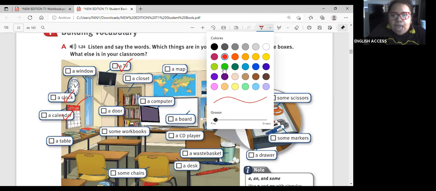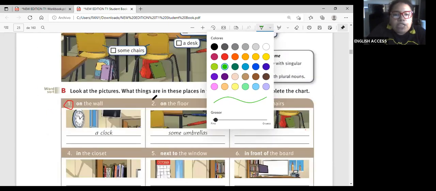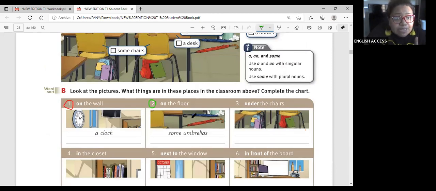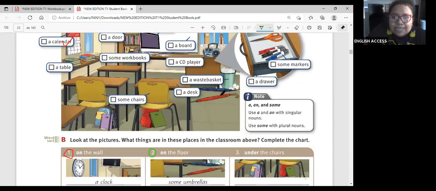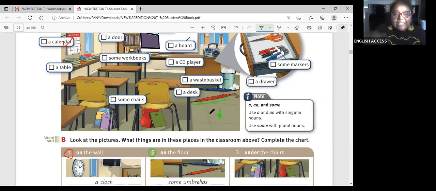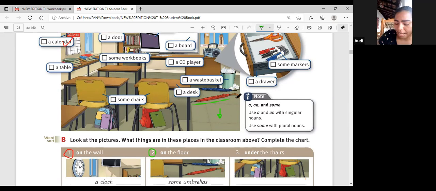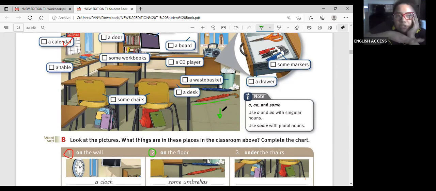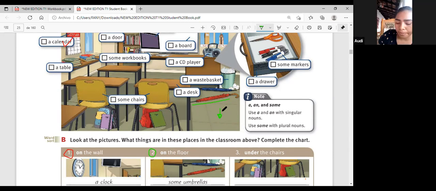A ver, Audia, help me with number two, okay? On the floor. Okay, here we have some examples. We have some umbrellas. ¿Ya viste? This is the umbrella. This is the floor. Like J-Lo. On the floor. Do you remember the song? Not under, it's on the floor. On the floor. Look at the umbrella.